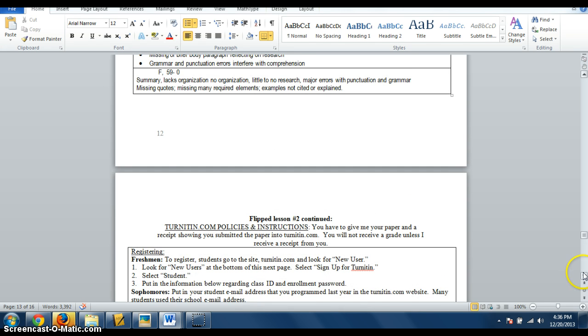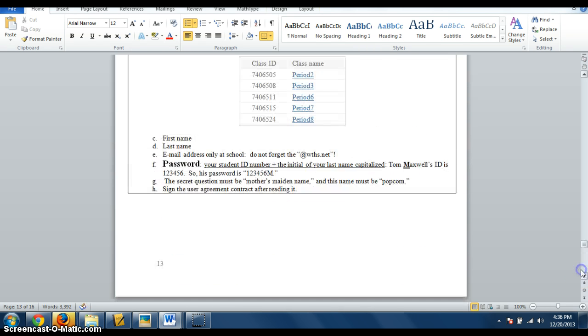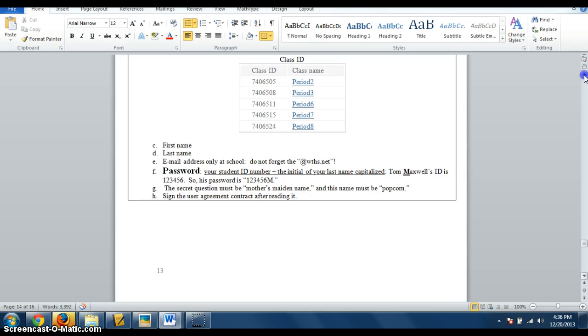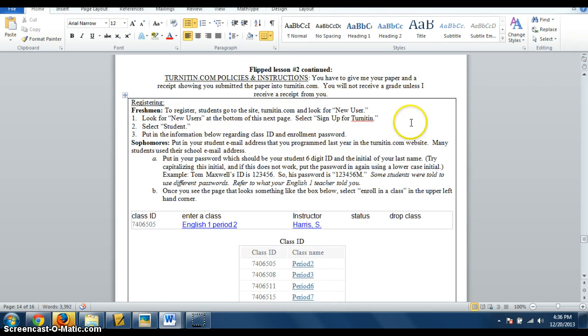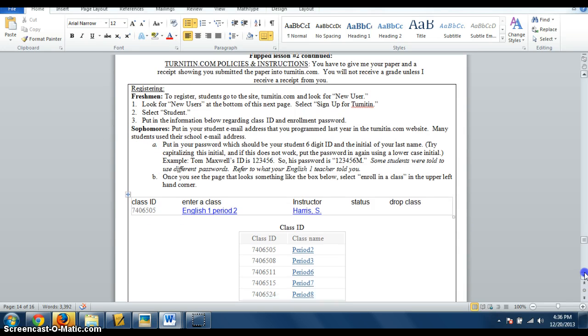Okay, here's how you have to submit this paper to turnin.com. I hope we can do this during the time we're at the writing lab computers. So this is how you register. Sophomores, if you're new, you do it under freshmen. If you're a sophomore, you did it before, so you follow these instructions. Basically, you go to turnin.com and you fill out the information. You put new user if you're a freshman, or you haven't done it before, and you select student.